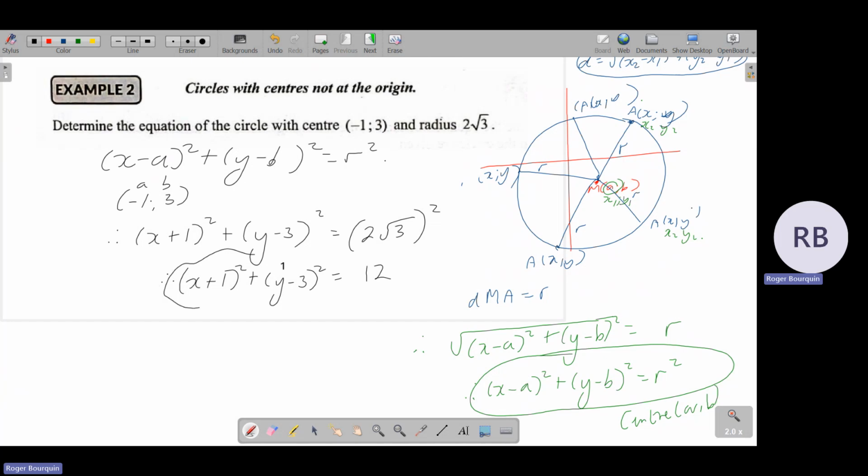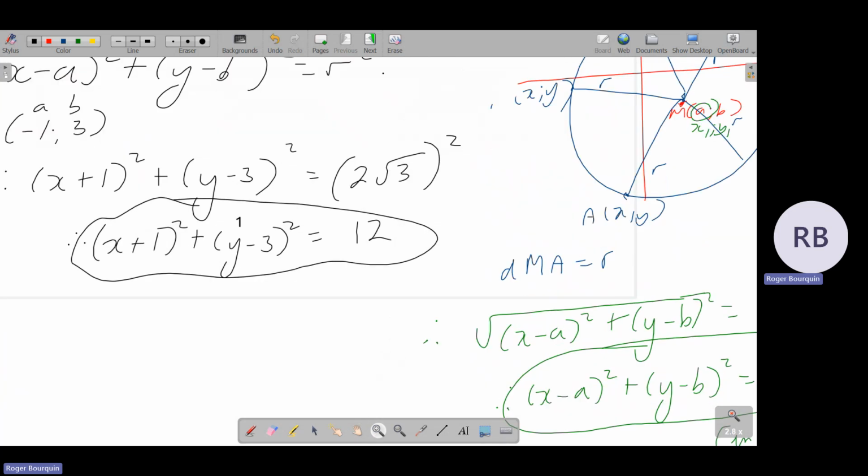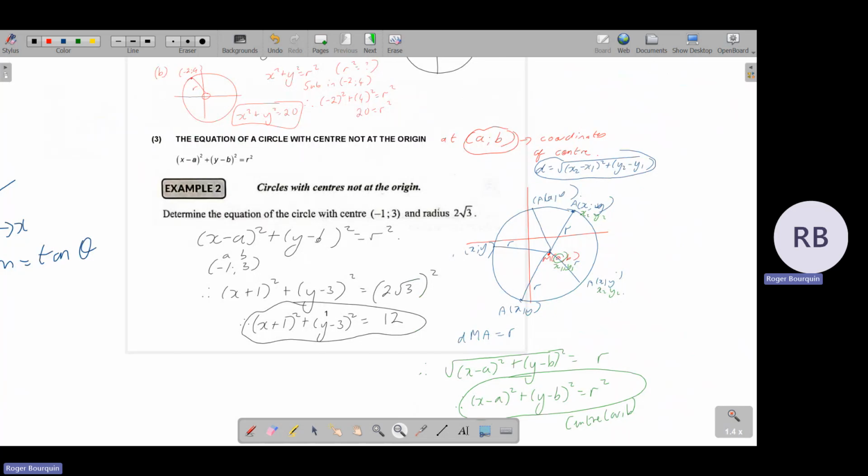So I end up with my equation of the circle. That's such an ugly one. So we leave it there. That's it, done. Do we have to leave it as 12? The number that goes there is 2 root 3 squared, so leave it as 12. Just simplify the radius when you're asked for the equation.